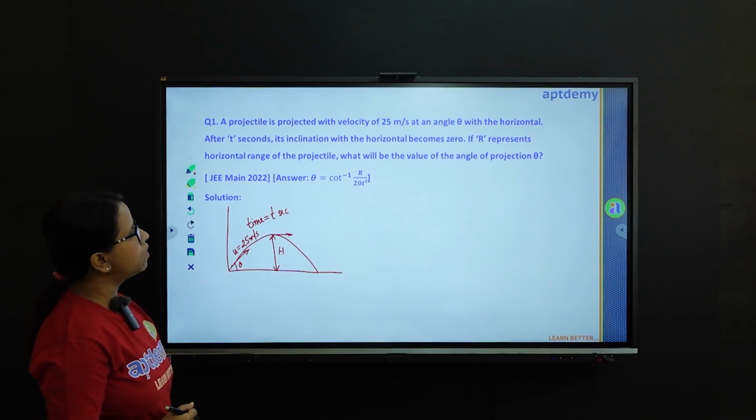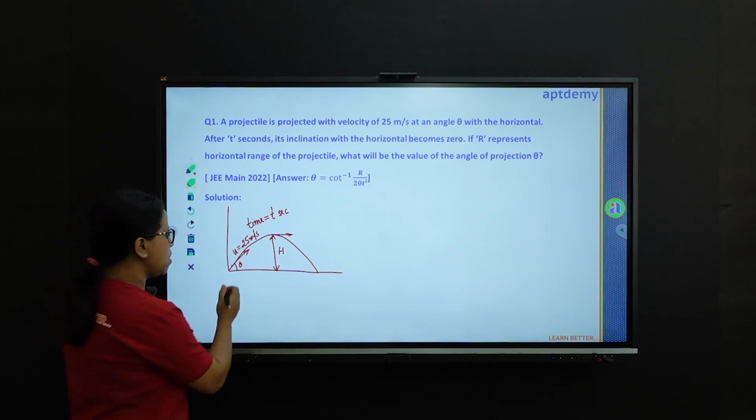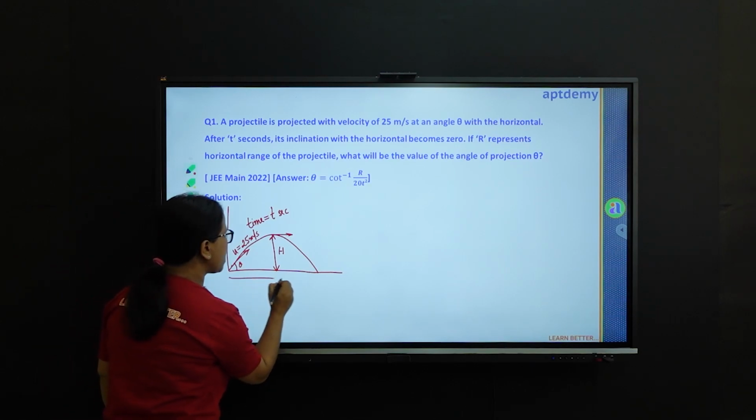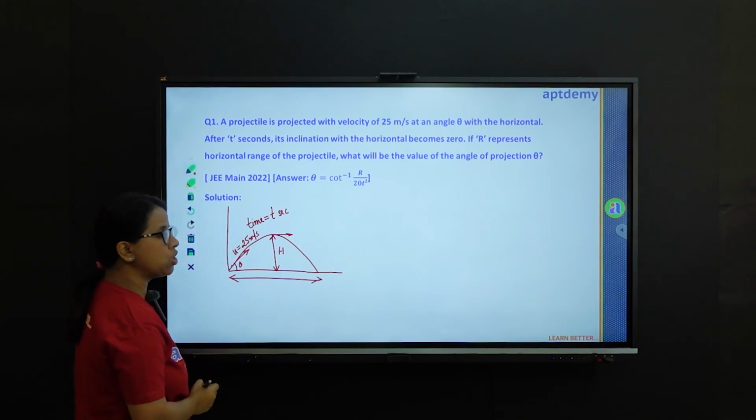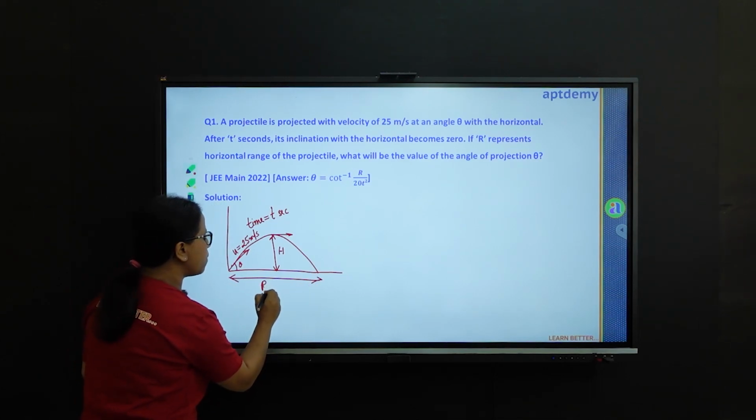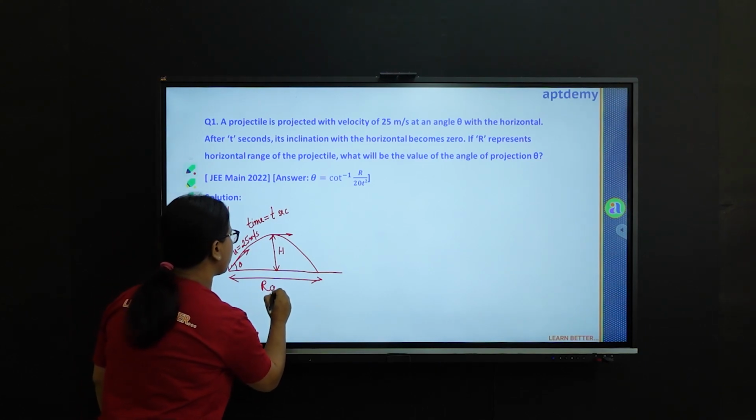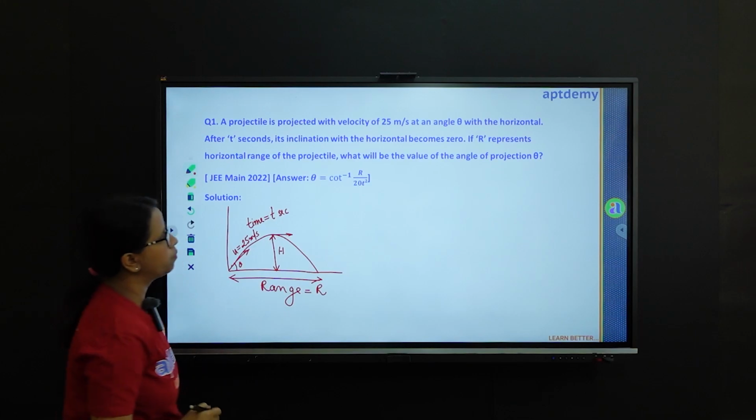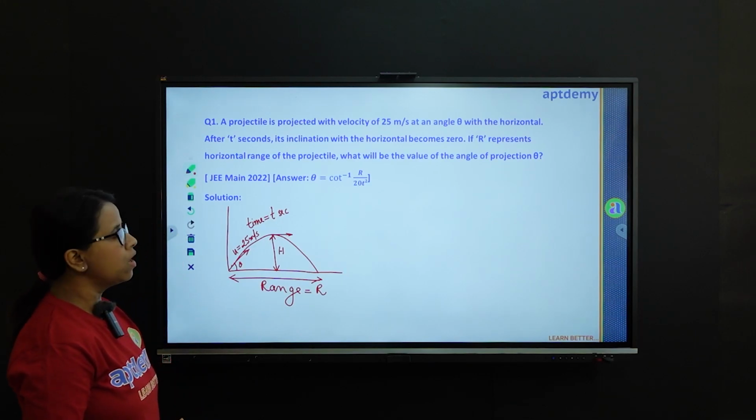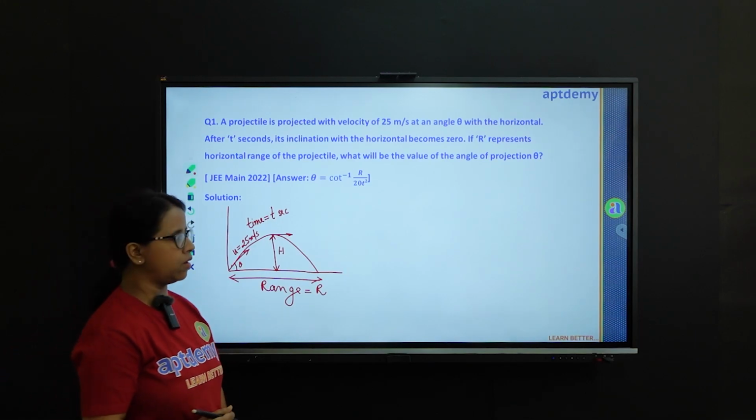Now, what we have here is capital R will represent the horizontal range. Now we know range is the maximum distance covered by the projectile from the point at which it was projected. So this is basically the range of the projectile. Let us represent the range as capital R. So we need to find out the angle of projection here.